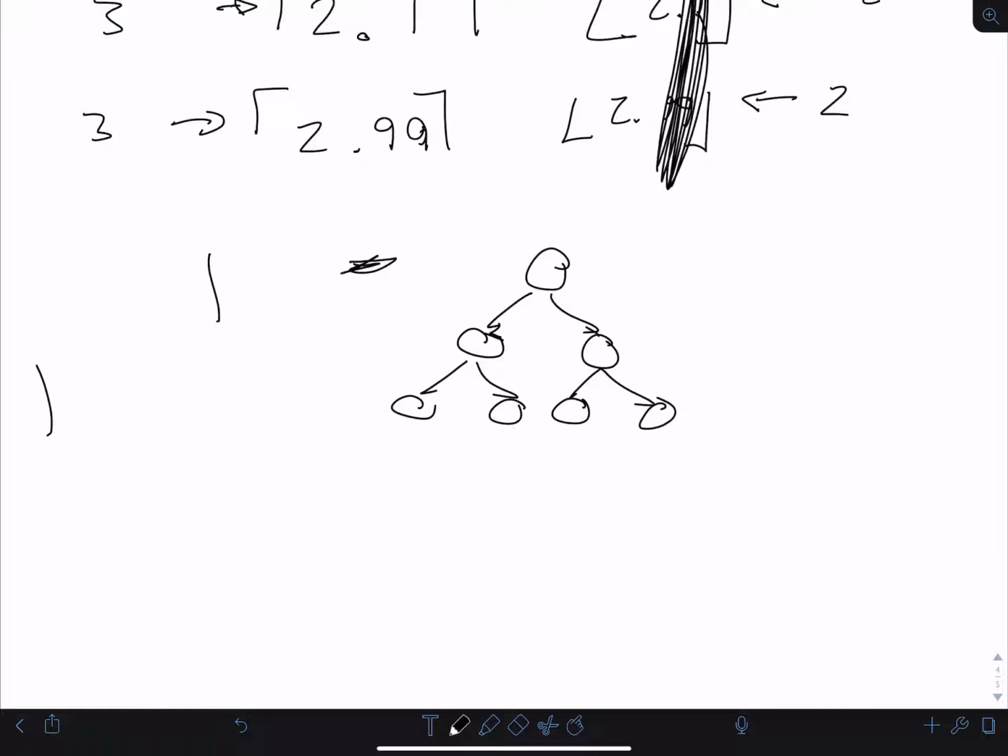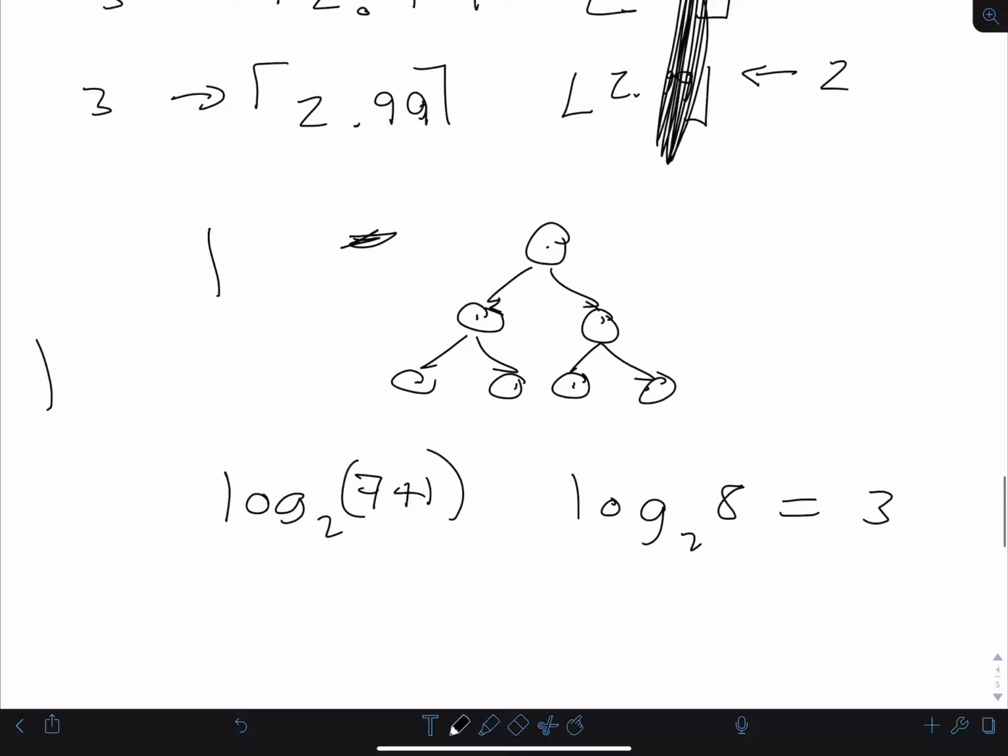So, okay, let's test this out with the following tree. So how many nodes do we have here? We have 1, 2, 3, 4, 5, 6, 7 nodes. So we're saying take the log base 2 of 7 plus 1, which is equal to log base 2 of 8, which is equal to 3, right?